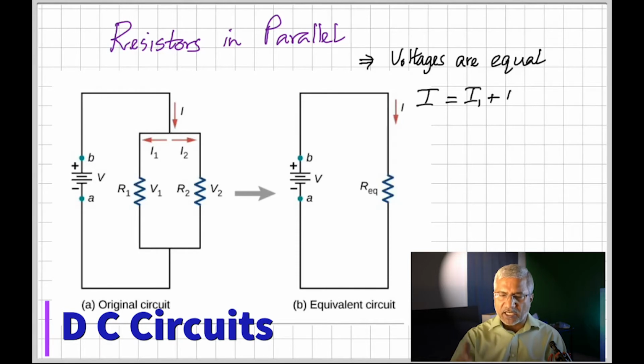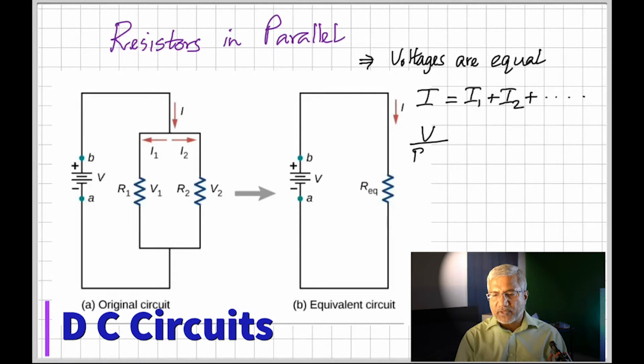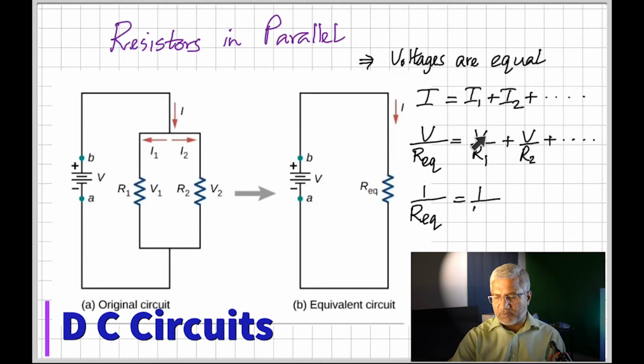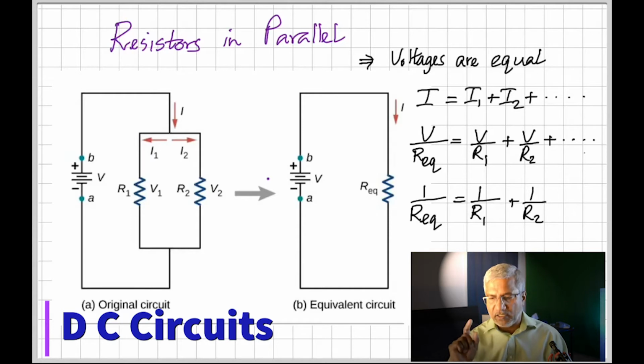So I is I1 plus I2. And what is I1? Okay, I is V by R equivalent from this, and then V by R1 plus V by R2. The V's from the top will get cancelled. So you will get 1 by R equivalent is equal to 1 by R1 plus 1 by R2. So that is the formula that you use when resistances are connected in parallel. 1 by R equivalent is equal to 1 by R1 plus 1 by R2.